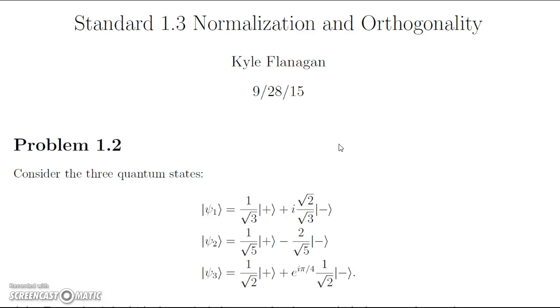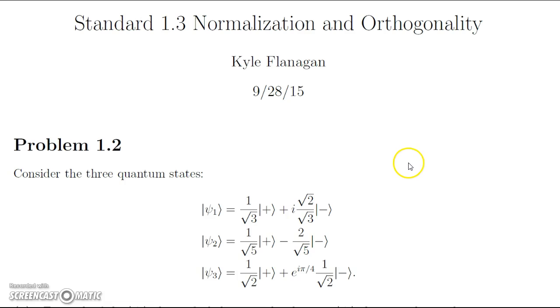We have psi 1 equal to 1 over root 3 plus, plus i root 2 over root 3 minus; psi 2 equal to 1 over root 5 plus, minus 2 over root 5 minus; and psi 3 equal to 1 over root 2 plus, e to the i pi over 4 over root 2 minus.